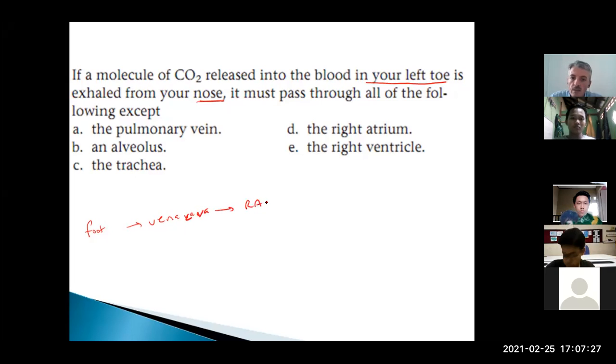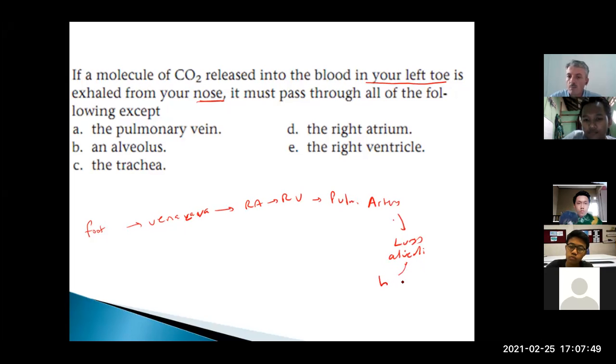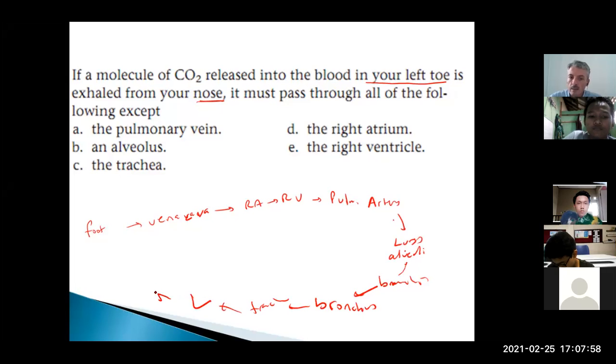Then it goes into right atrium, right ventricle, pulmonary artery, right? Pulmonary artery to the lungs, and then lungs. Here alveoli. Here CO2 diffuses from artery, capillaries, and then lungs into alveoli. Now alveoli, bronchiole, bronchi or bronchus, one, trachea, larynx, pharynx, right? Then nose. So it goes like this. Now, which one is the answer then?